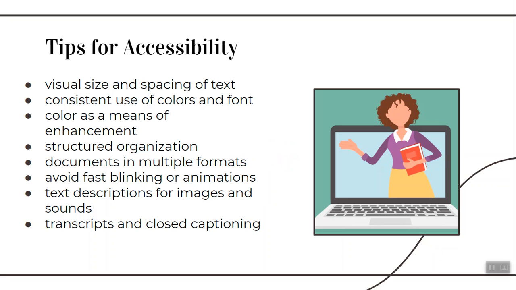Some of the most common things that we as educational technologists should consider are visual clarity and size, contrast, and spacing of text, consistent use of color and font, use of color as a means of enhancing meaning, structured organization, saving documents in multiple formats such as PDF or Word, not using blinking or fast animations, text descriptions for images and sounds, and transcripts and closed captioning.